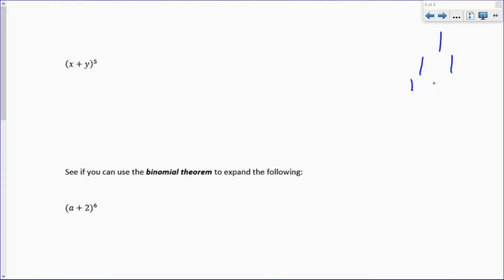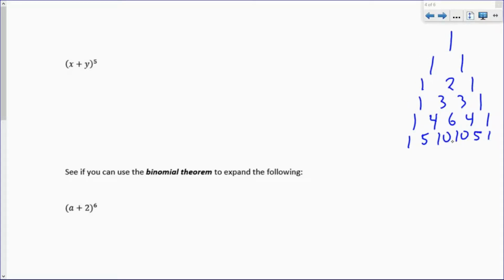Notice Pascal's triangle is actually pretty easy to just jot down. I'm just doing this by putting 1s on the outside and then adding the 2 entries above, just like we did at the very beginning of this lesson. And there it is right here. Here's the 5th row of Pascal's triangle. 1, 5, 10, 10, 5, 1.